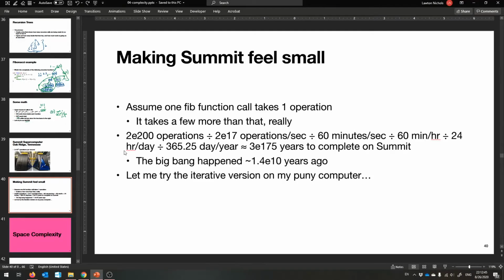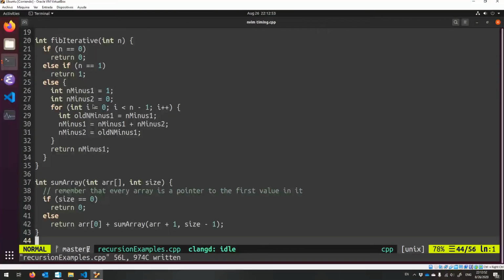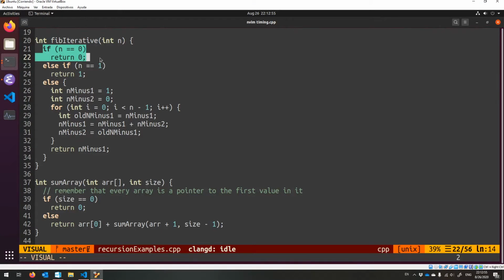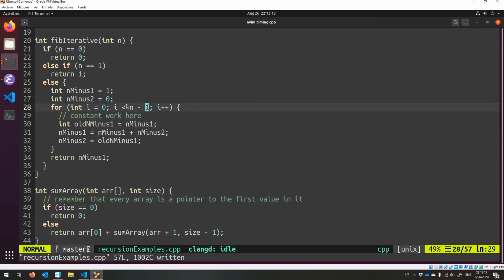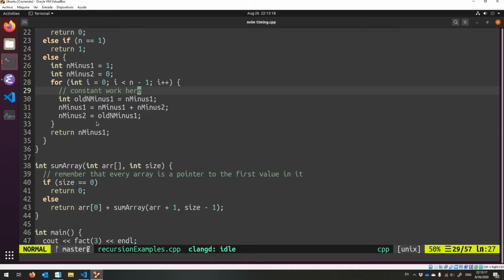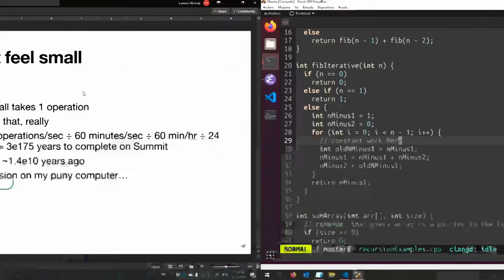The iterative version, take a second to think how long that takes. And then let's go back to the code. This is the 0 case, constant, in the 1 case, constant. In the non-0 and non-1 case, we're doing a loop that takes constant time in the middle. So this is constant work here. And we're doing that constant work on the order of n times, n minus 1 times. So it's essentially going to be an O of n algorithm. Okay?